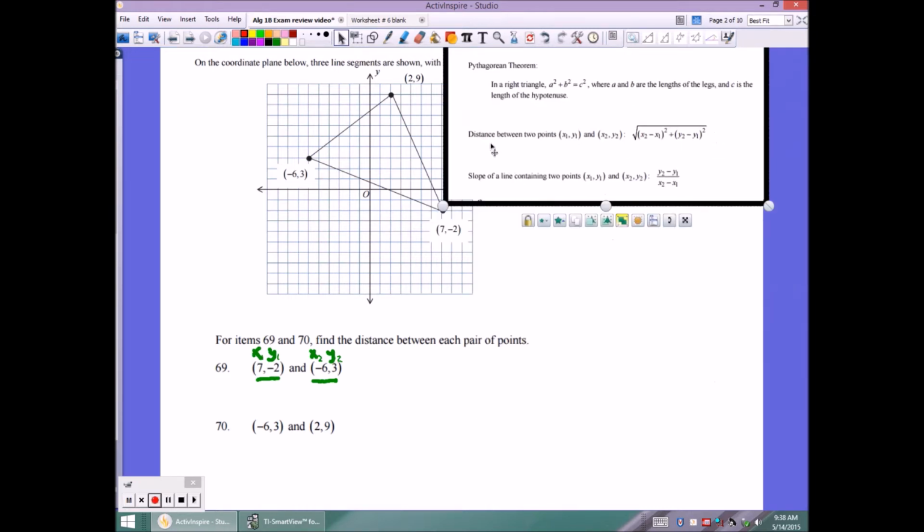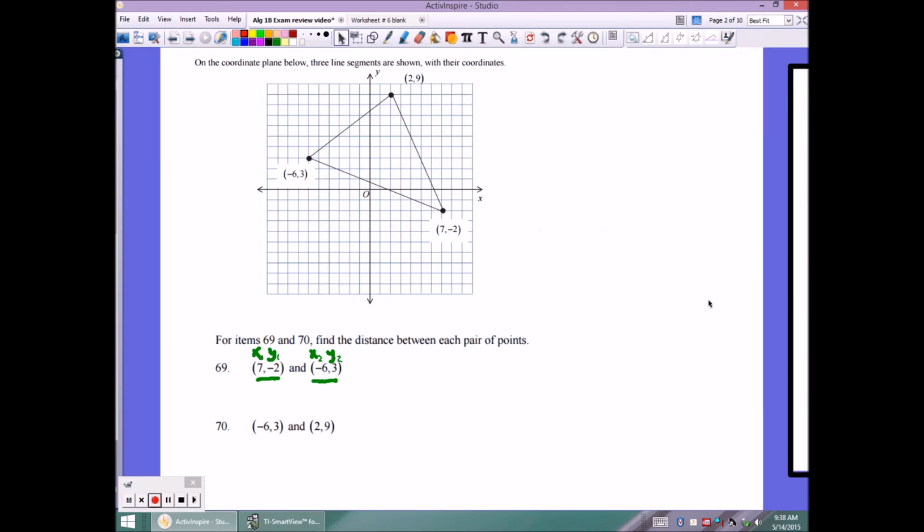It says the distance between 2 points, x sub 1, y sub 1 and x sub 2, y sub 2, is the square root of the quantity x2 minus x1 squared plus the quantity y2 minus y1 squared. All right, so we can use that formula to solve this.